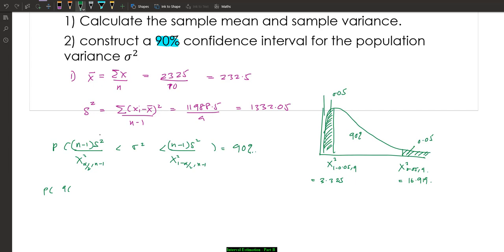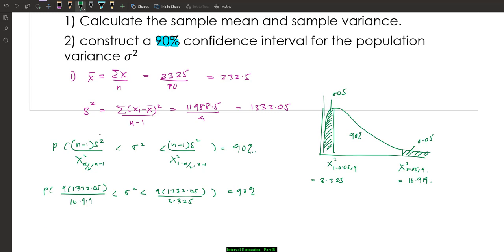Just plug in the value into the formula. 9 multiplied by the sample variance, 1332.05, divided by 16.919, right? And then this is going to be 9 multiplied by 1332.05 divided by 3.325, right?